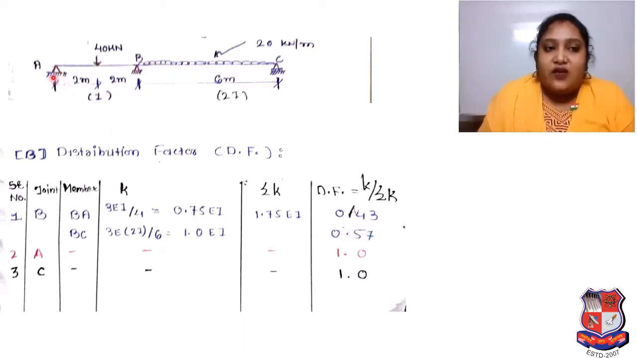Okay. Now at A point and at C point, whatever we discussed about the distribution factor, it will be 1. Okay. So from the joint we decided the member as per the figure. We find K stiffness, we did summation of K, and we find distribution factor by doing K upon sigma K.